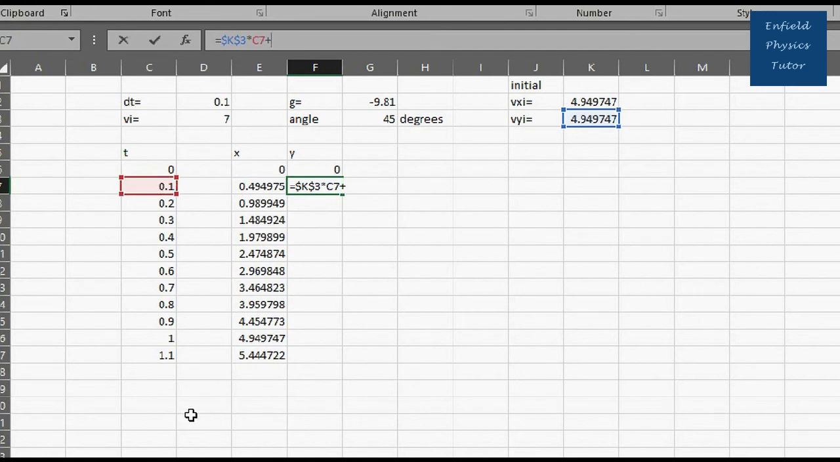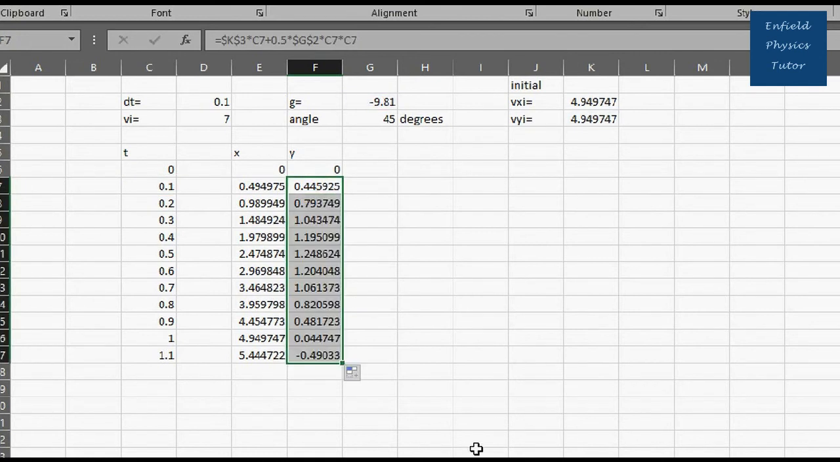Now we add the plus sign to do the half, which is 0.5. Going to times that by acceleration, which of course is g. Don't worry about the minus, we need that minus sign because negative is downwards. And now we have to times it by t squared, which I did the lazy way by timesing the t interval by itself. There we go. Now we can drag down, and there are our values for Y displacement.